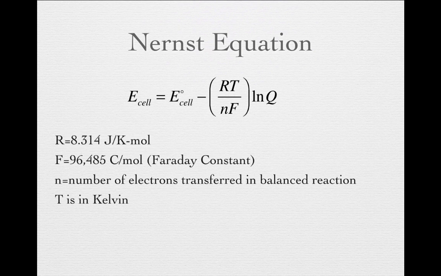We can look at our constants here. We have R at 8.314 joules per Kelvin mole. Faraday's constant is 96,485 coulombs per mole. N is the number of electrons transferred in the balanced reaction, and T is in Kelvin. And Q, of course, is our regular Q, products over reactants, and we use coefficients from the balanced reaction as our exponents.